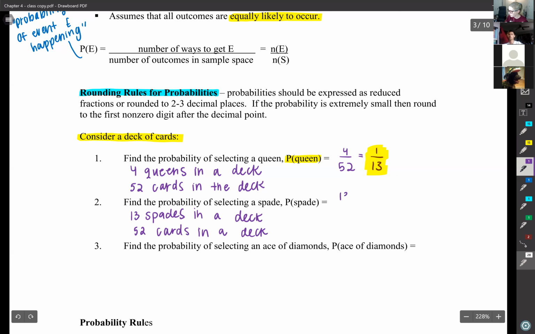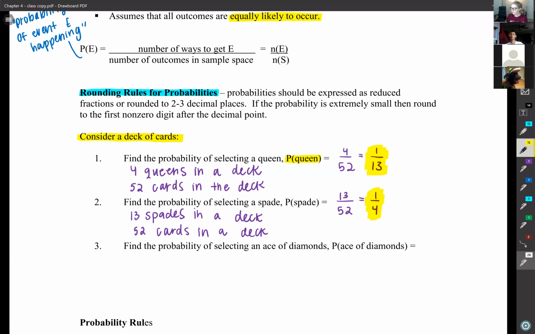So this is going to be 13 over 52, which is going to reduce to 1/4. So if I pick a card at random out of the deck, I have a 1/4 chance at drawing a spade, which does make sense because there are 4 suits in a deck. And so if I just want a spade, 1/4 makes sense.